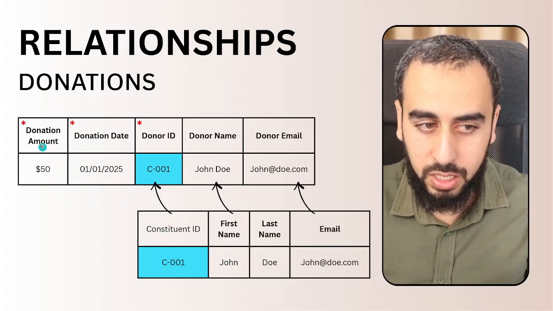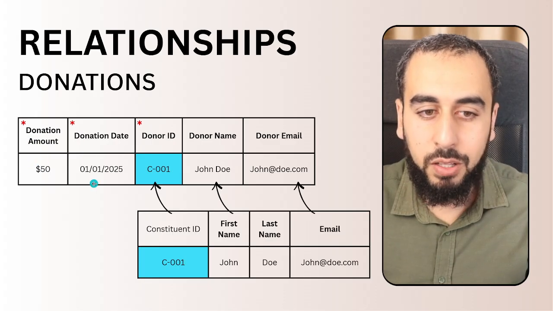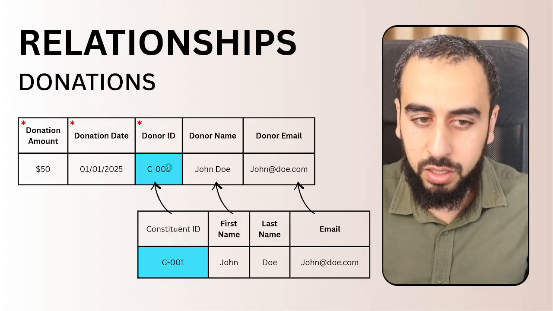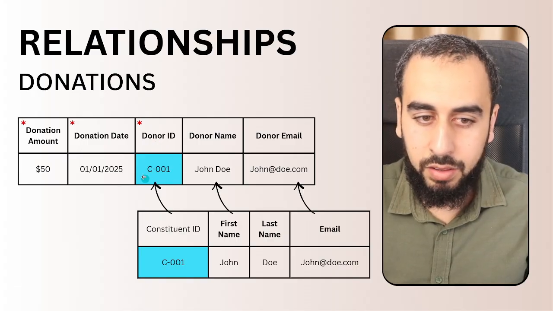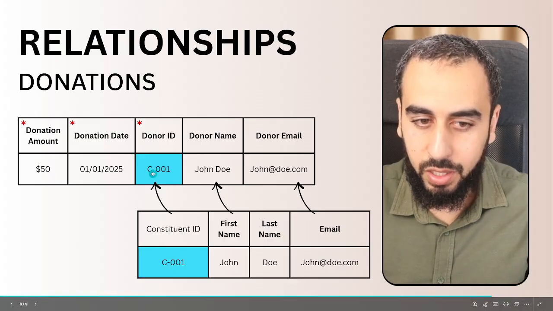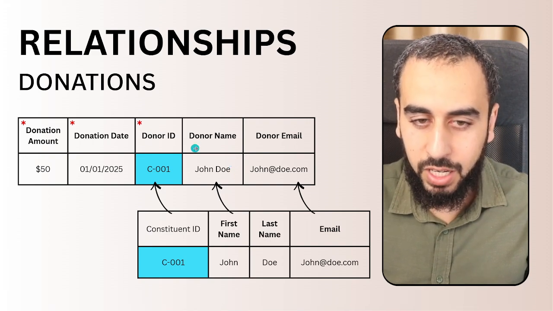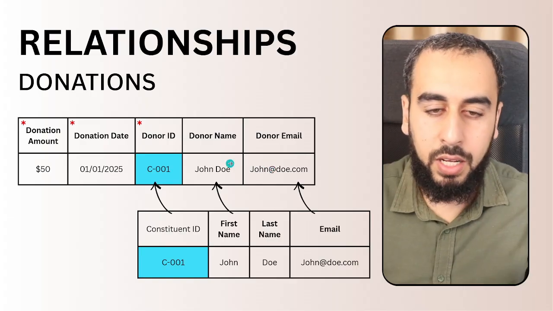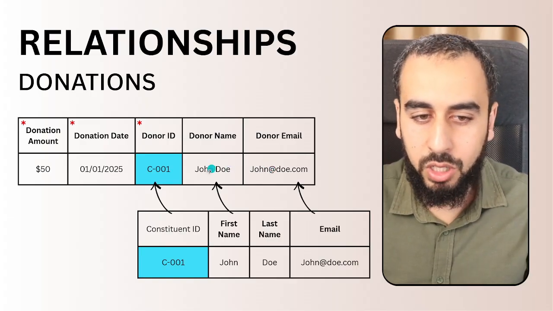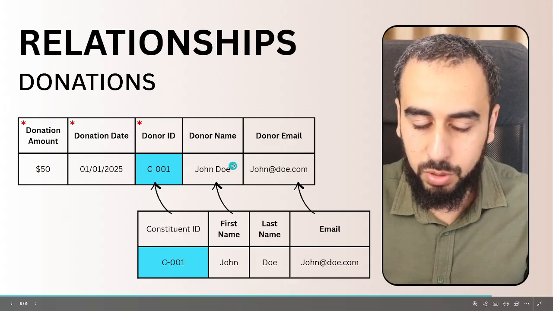The way you would do this is you would have your regular donation columns, the donation amount, the donation date, and then you need to identify who the donor is. You would have a donor ID column, and in this column you would enter the donor ID, the constituent ID. These two additional columns are helper columns. You can add these two columns with a VLOOKUP or an XLOOKUP function to automatically pull the person's name and the person's email from the other table, so you don't have to do that yourself.